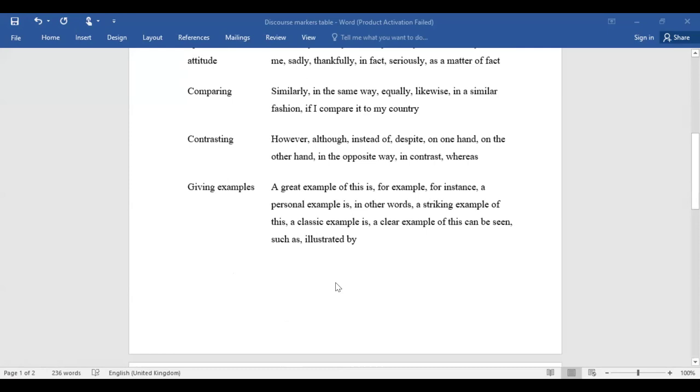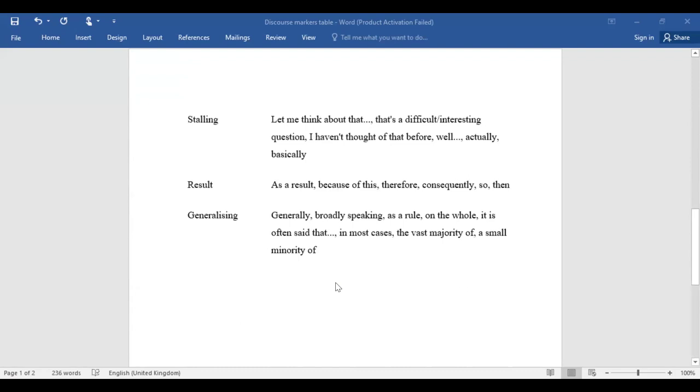Then giving examples. A great example of this is, for example, for instance, a personal example is, in other words, a striking example of these, a classic example is, a clear example of this can be seen, such as illustrated by. So these are examples of discourse markers. Let's look at the last three.